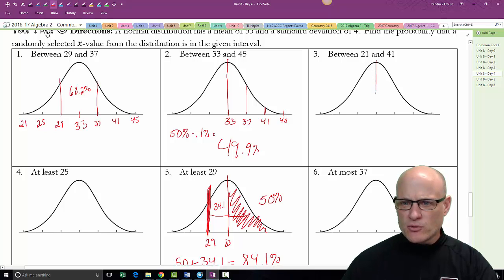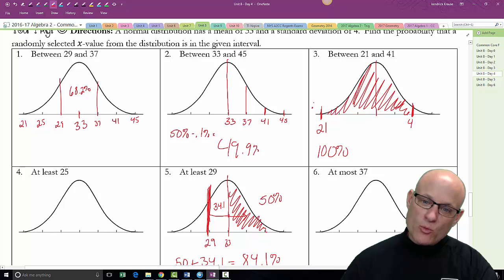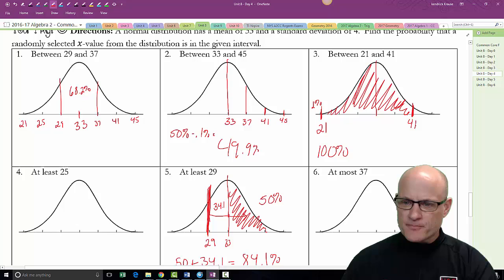All right, let's do this one. 21. Now, I already graphed it, so 21 is here. And 41 is here. So that's all of this, which is, I'm going to start with 100% because I almost got everything. The only piece I don't have is this 0.1% here. And this is 41 here. And then this is 2 standard deviations. So I got to figure out what this little piece is over here.